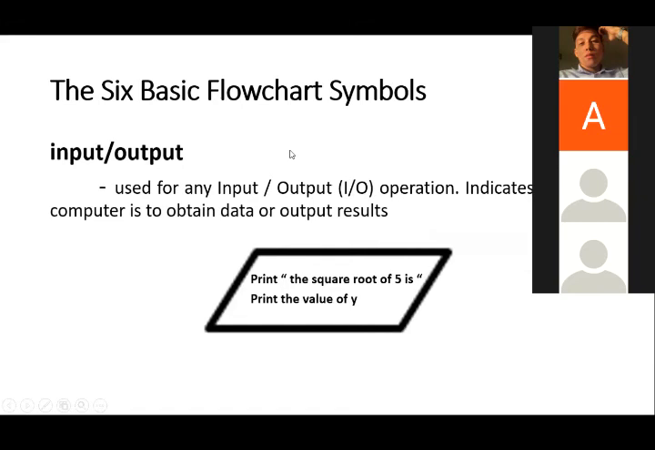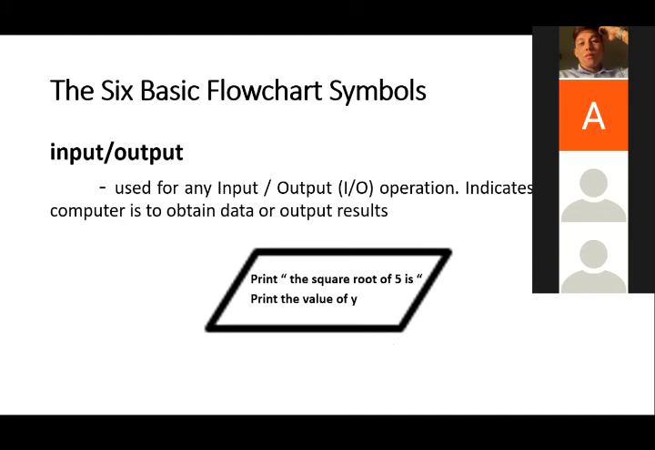Input and output. It is used for any input or output, or I/O operation. When you say I/O, input-output operation, it indicates that the computer is to obtain data or output results. So what is that symbol, that shape called? Just go back to elementary. I can't remember, guys. It's not a rectangle. Rhombus, parallelogram, or something like that. I call it input-output.